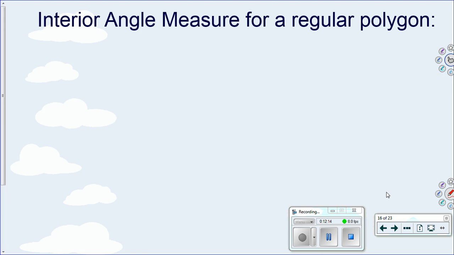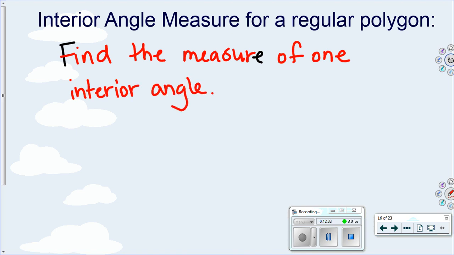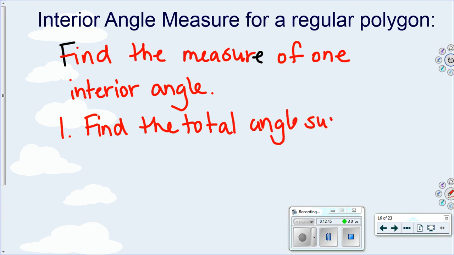On our next row down, it says interior angle measure for a regular polygon. We are going to find the measure of one interior angle. Okay, so first you're going to find the total angle sum using the equation we just discussed, n minus 2 times 180. Make sure you're copying these steps down in your notes.